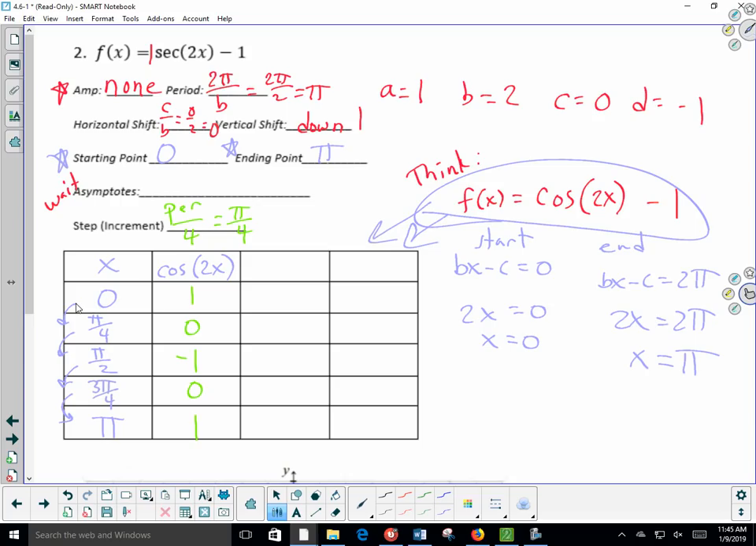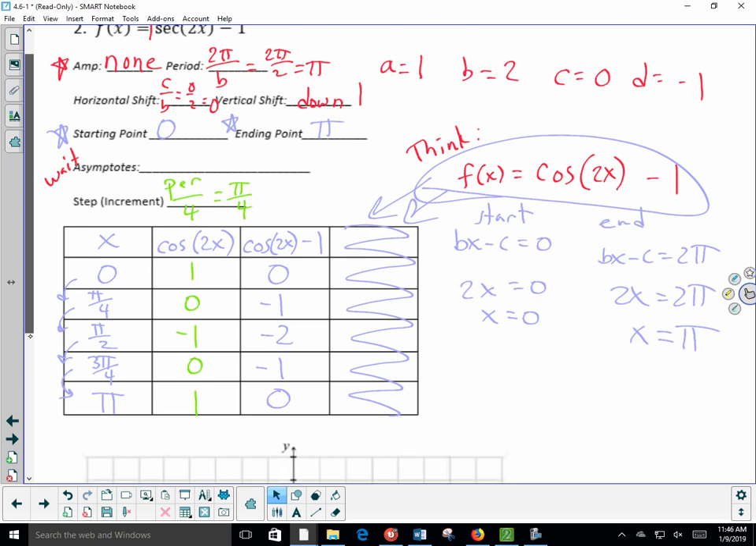And then our next column is going to be cosine of 2x minus 1. We don't have an a to worry about, but we do have a d to concern ourselves with. So I'm going to make that column minus 1. I need to subtract 1 from each of the second column values. So I'm going to have 1 minus 1 is 0. That's going to be a negative 1. That's a negative 2. That's going to be a negative 1. And that is going to be a 0. Right? I subtracted 1 from each of the second column values. I really don't need this last column in my table.